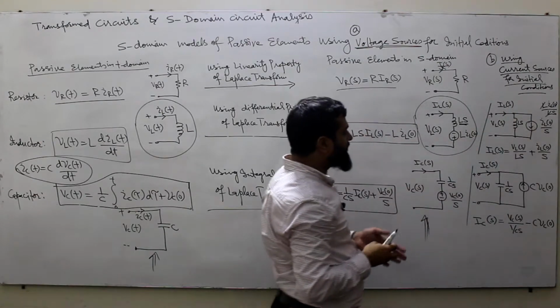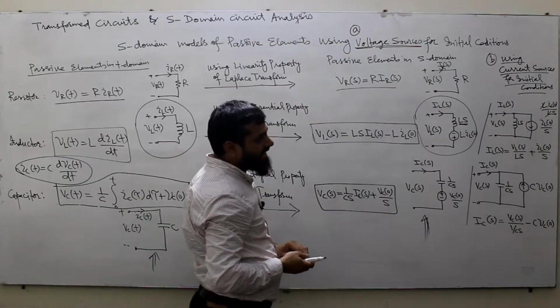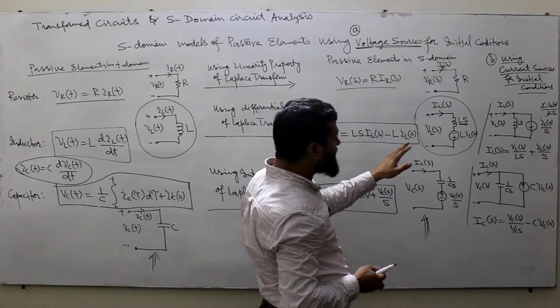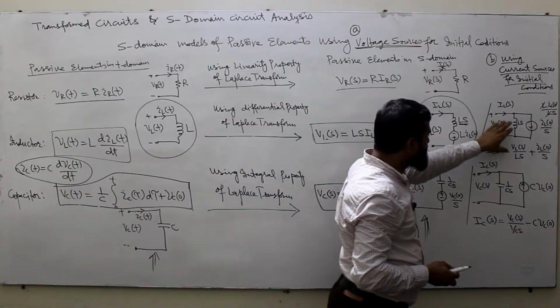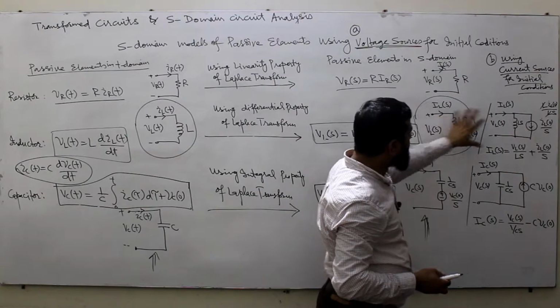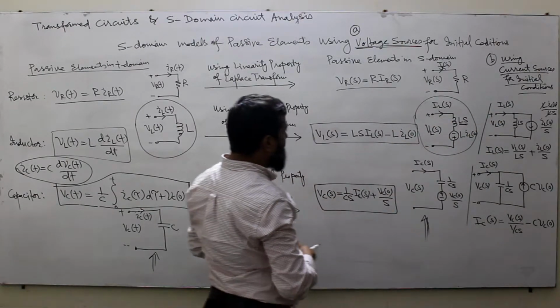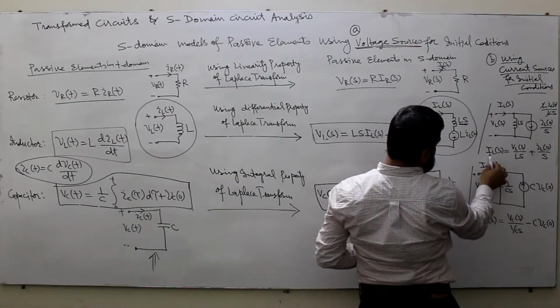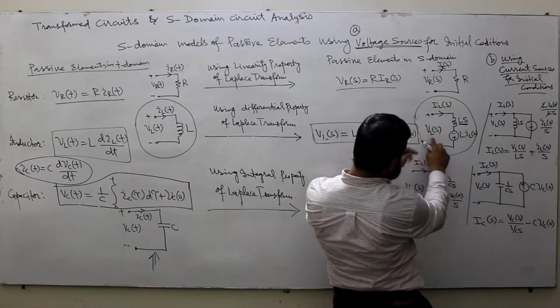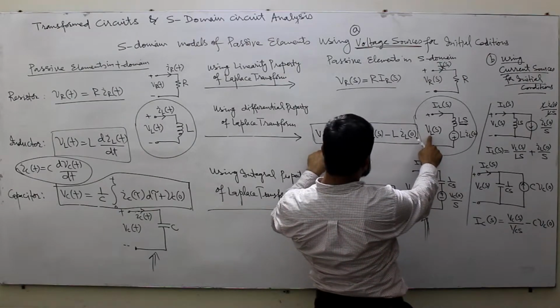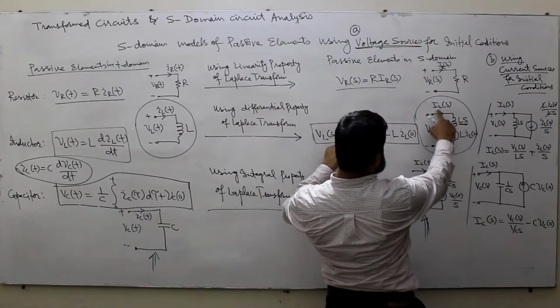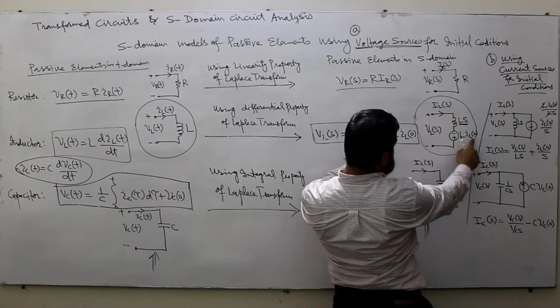This is all dependent on your choice, and on the circuits that you will have. Whichever you find easy, you can use either of the two. Both are equivalent to each other. And if you write it in the form of an equation, just like you have an equation here, VL of S is equal to Ls into IL of S minus L into IL of 0.